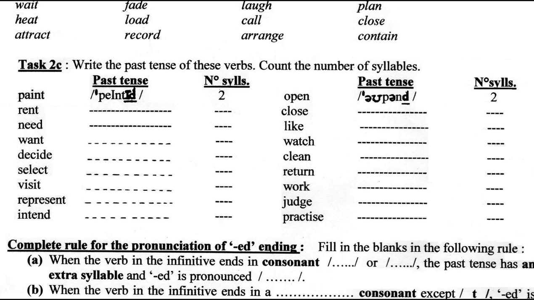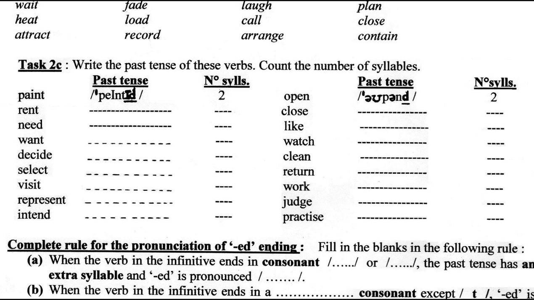So we have only, again, one syllable, and the ed is pronounced d. The last verb is practice. When it is in the past, it's practiced. So we have two syllables, either in the infinitive or in the past, and the ed is pronounced t.